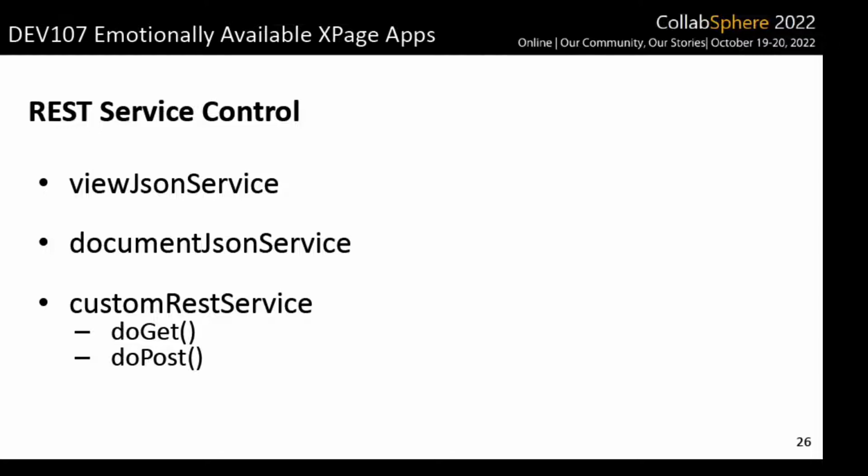And finally here, the custom REST service. The cool thing about the custom REST service is you have the ability to have separate functions for GET or POST. There's a couple others in there, but I think these are the primary ones that would be used. I think of the custom REST service almost like a structured XAgent in a way, because you do have a lot of flexibility with what you can do in your GET functions or your POST functions. So I do see a lot of value there.